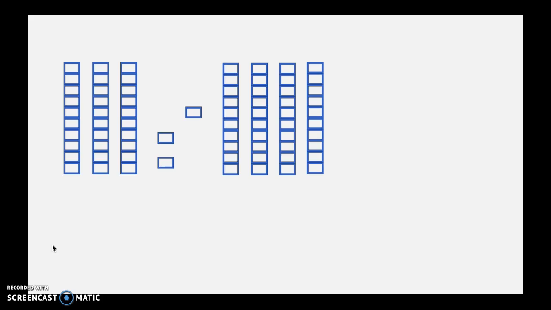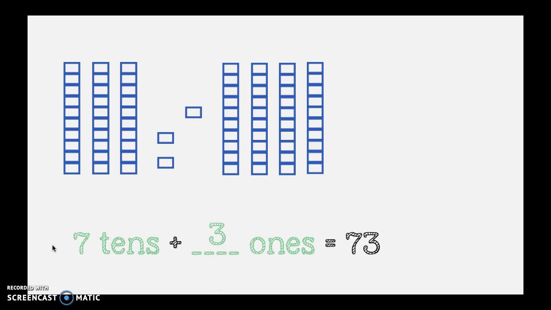Ready to check your good work? Okay, so I saw 1, 2, 3, 4, 5, 6, 7. 7 tens and, ooh, how many ones? I don't remember, but it did equal 73. So how many ones did I have? Yeah, just 3 ones. Because 70 plus 3 ones is 73.